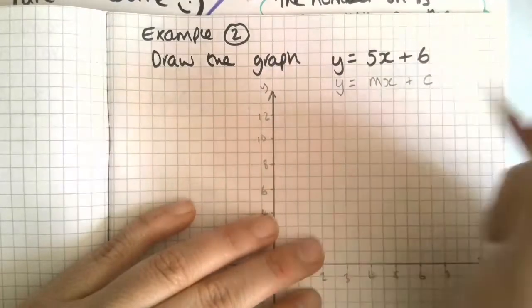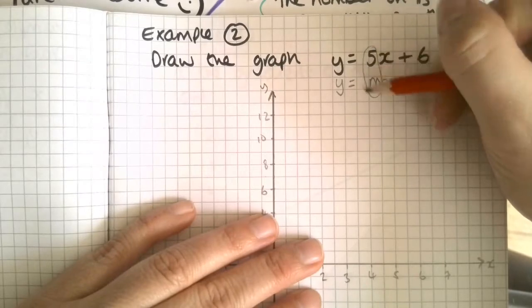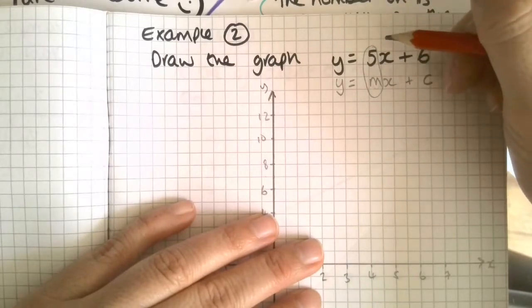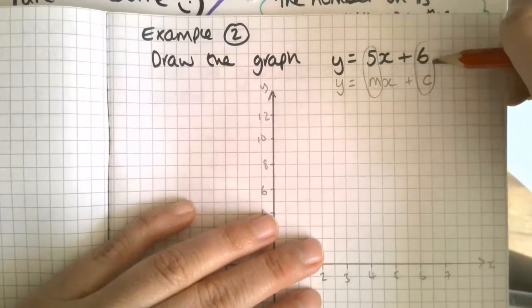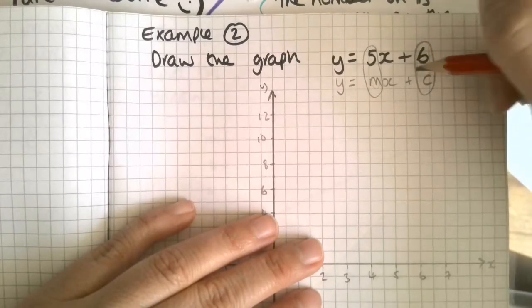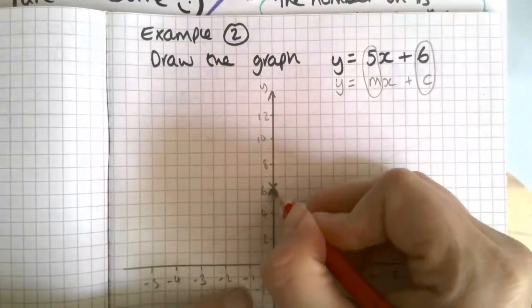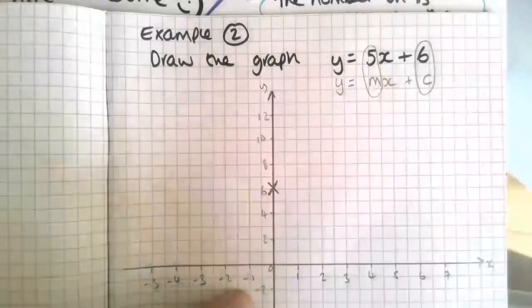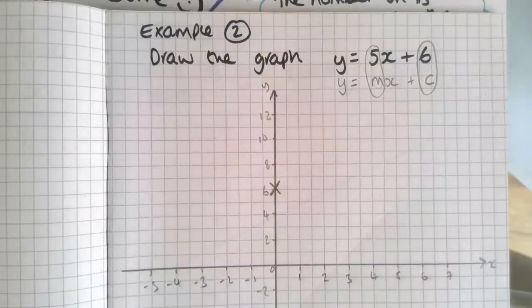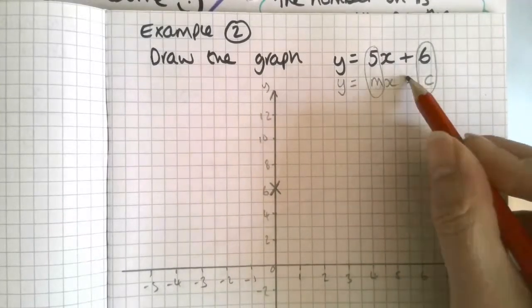Yeah? So that means that the gradient of this line is going to be 5, which means it has a steepness of 5, and the y-intercept is 6, so we know that it's going to cross the y-axis at 6, so we know that it's going to cross the y-axis here. Okay, now a gradient of 5 means that for every 1 you go across, you go 5 up.